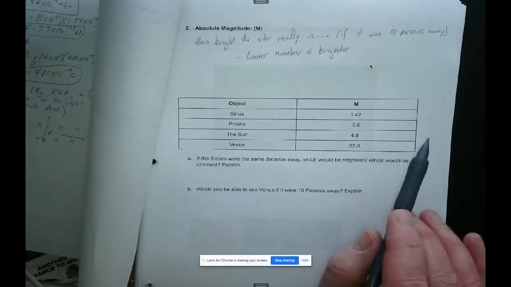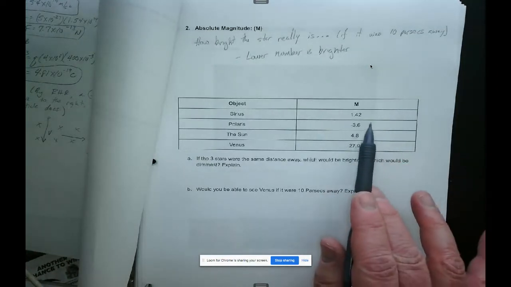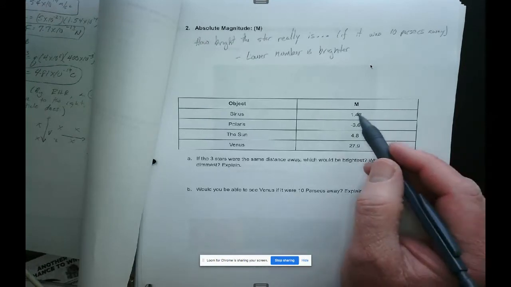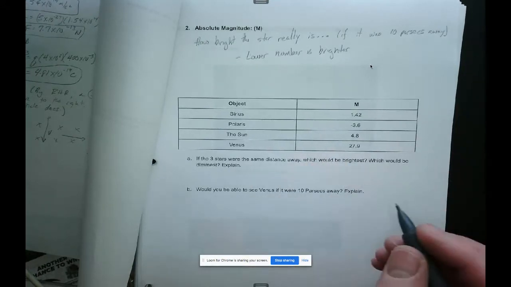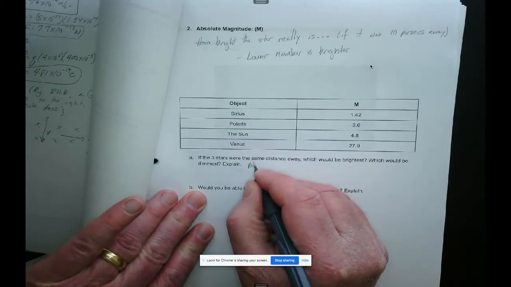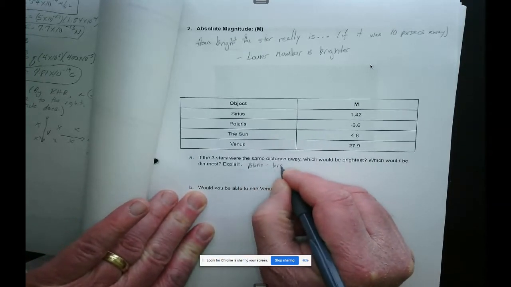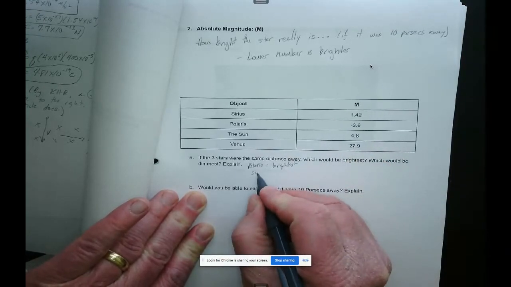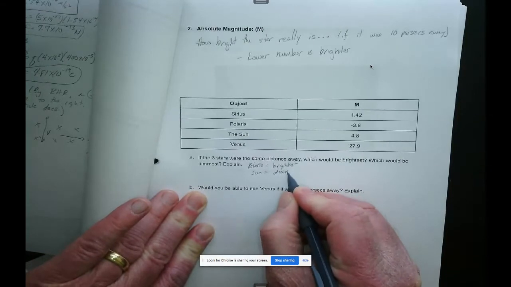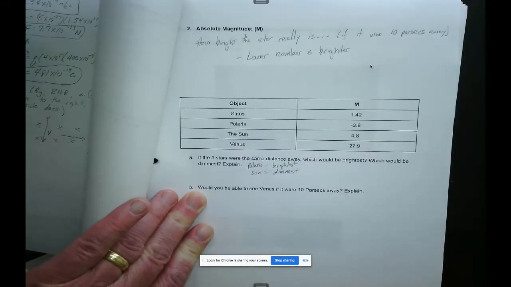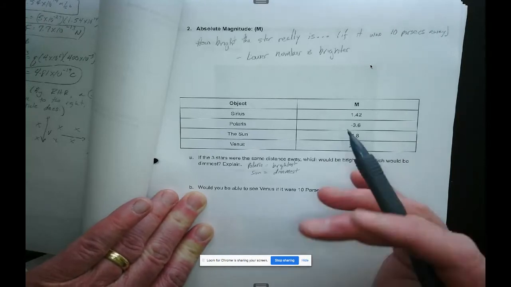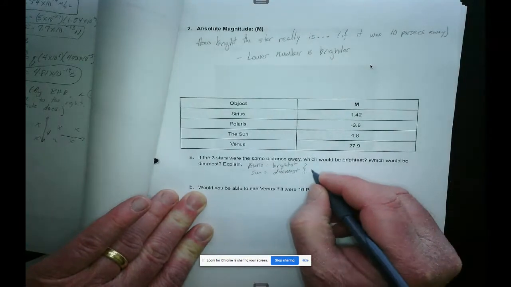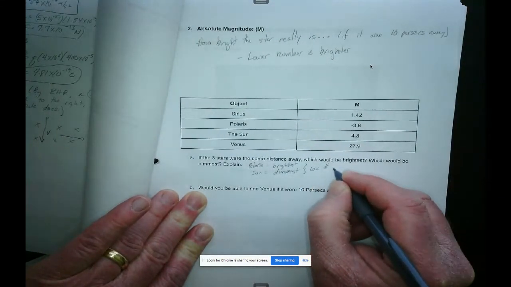Okay, so these are the absolute magnitudes of the stars. Okay, and if they were the same distance away, which would be the brightest? The one with the lowest number. So Polaris is the brightest. And of these 3 stars, the sun would actually be the dimmest. Remember, 6 is the dimmest we can see with the naked eye, so the sun, if it was 10 parsecs away, is not a very bright star at all. Okay, and again, lower number is brighter.